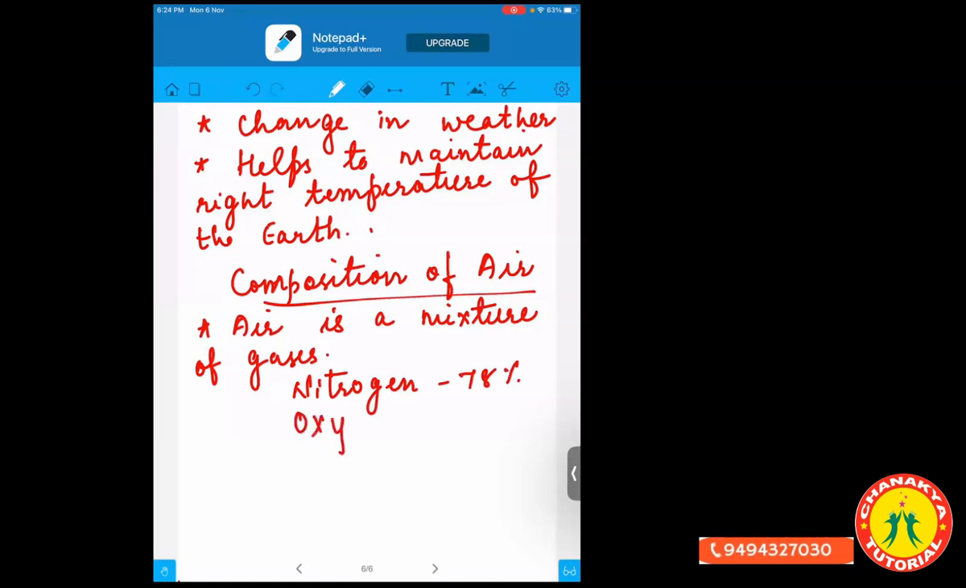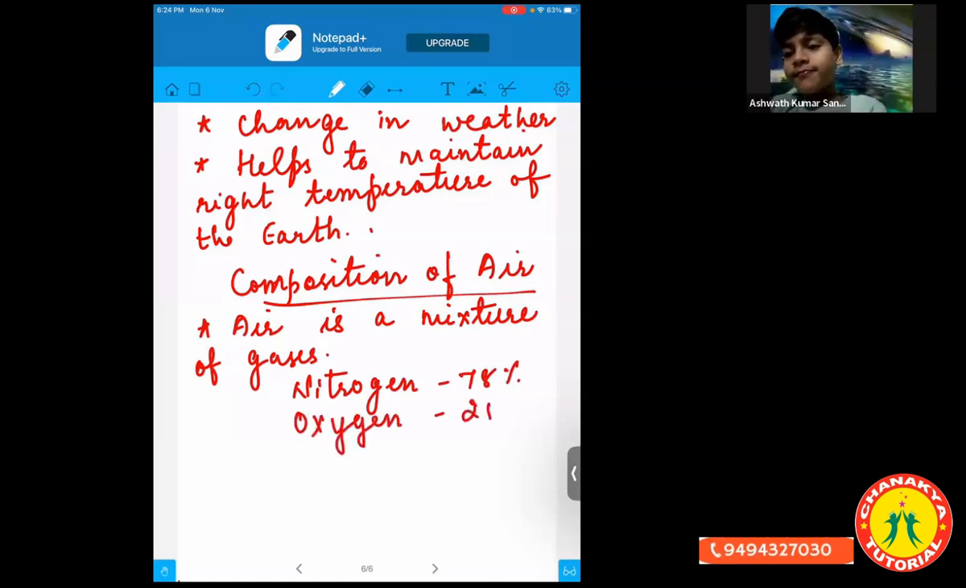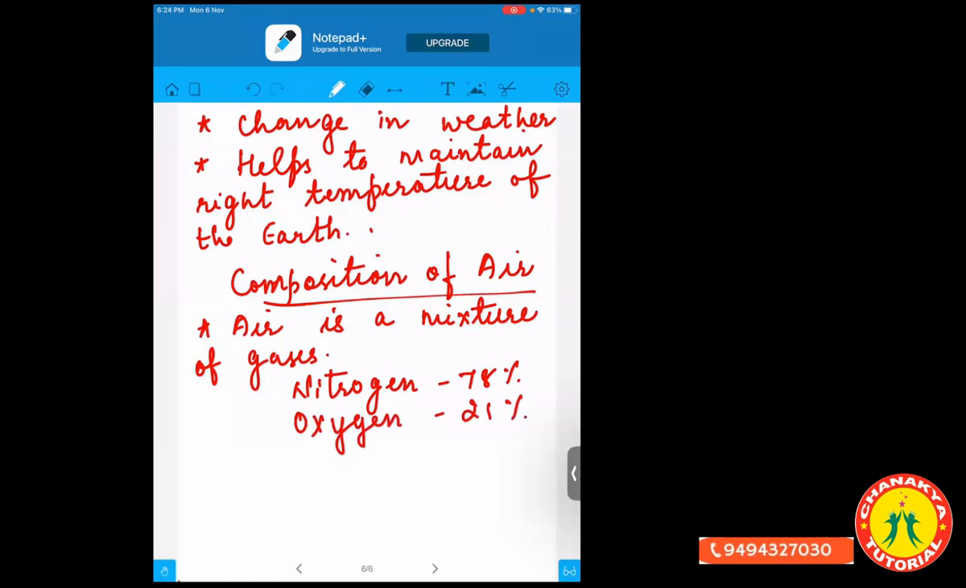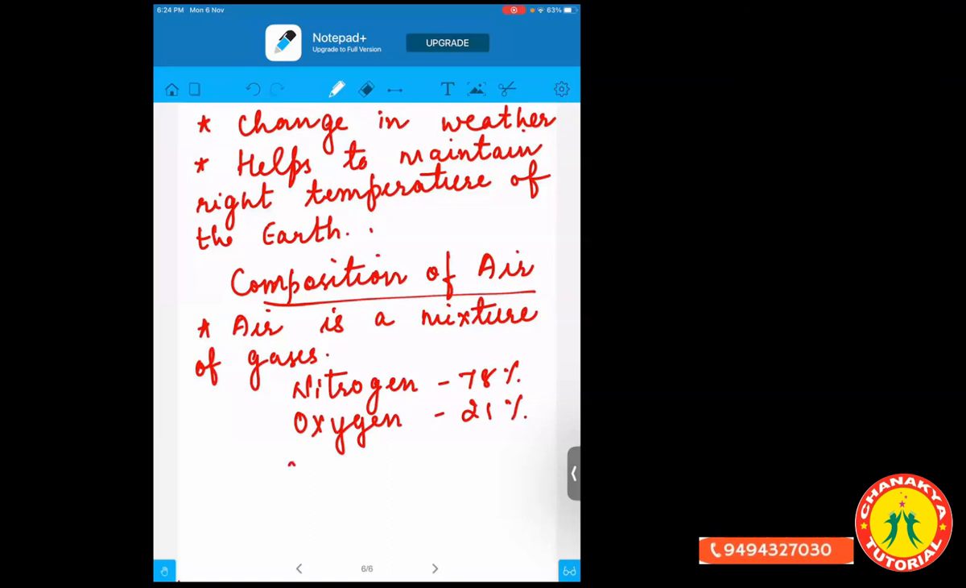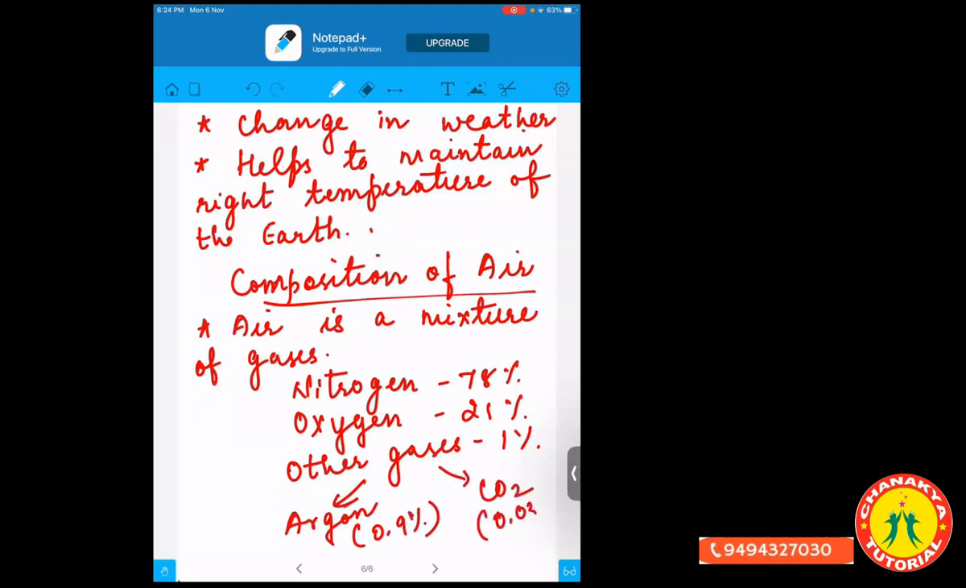So nitrogen is present in the highest percentage, 78. Then what about oxygen? Oxygen is second, it has 21 percent. Then carbon dioxide, or we say generally other gases. So other gases including carbon dioxide are just 1%. In this 1%, we can add argon, which is 0.9 percent. Then we can add carbon dioxide, which is 0.03 percent. So like this, we get 1% of other gases.